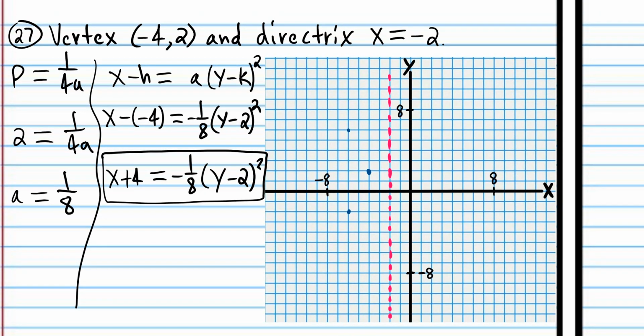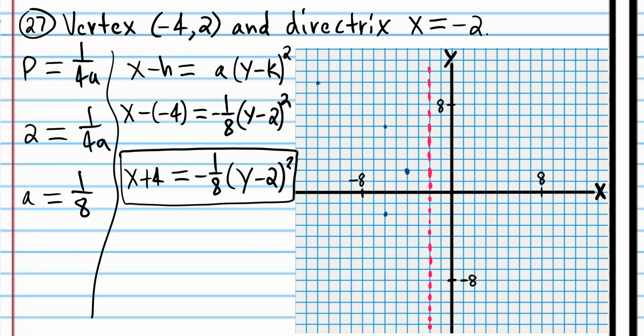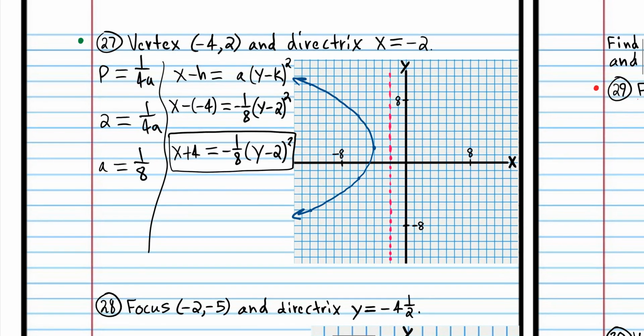So now let's try plugging in 10 for y, and we get negative 12 for x. So 1, 2, 3, 4, 5, 6, 7, 8, 9, 10, and 1 through 12. So we can use symmetry, 8 over and 8 over. So now we can connect the dots. And there we have our parabola.